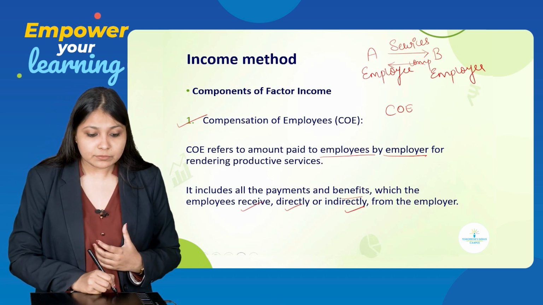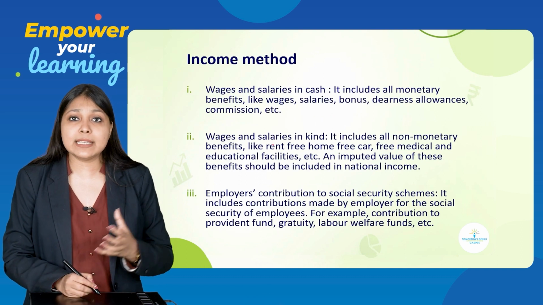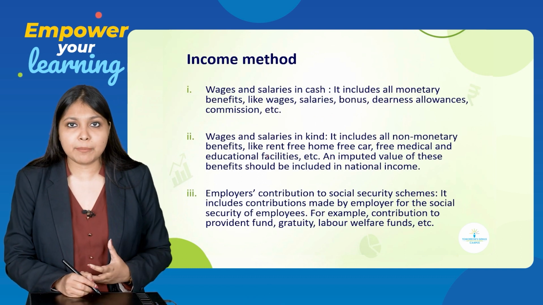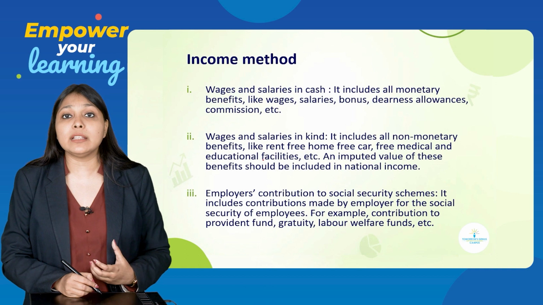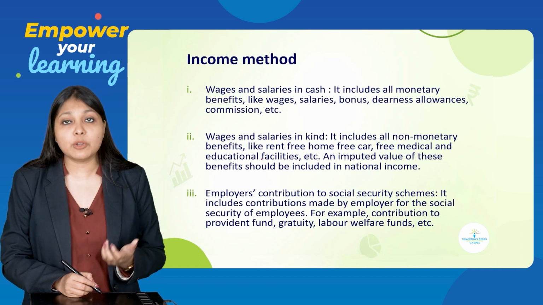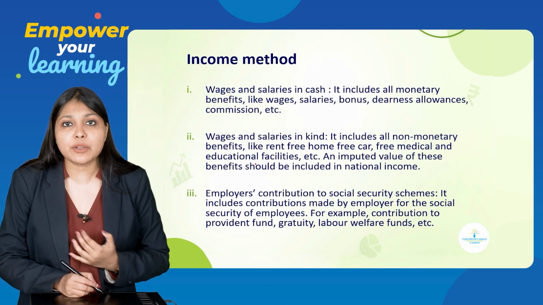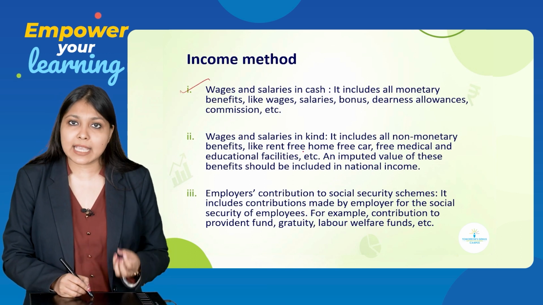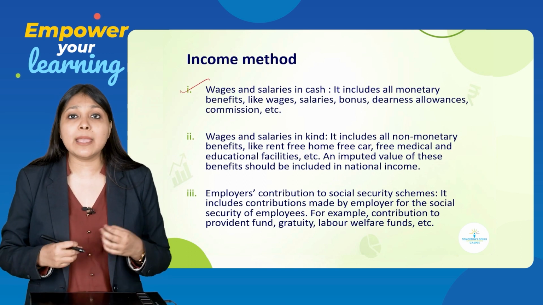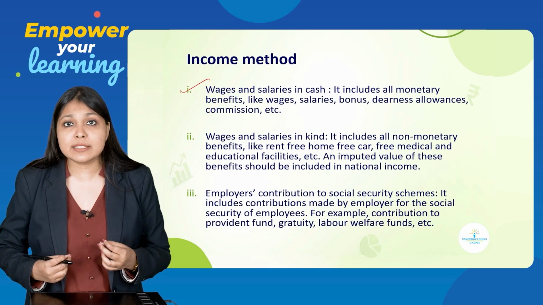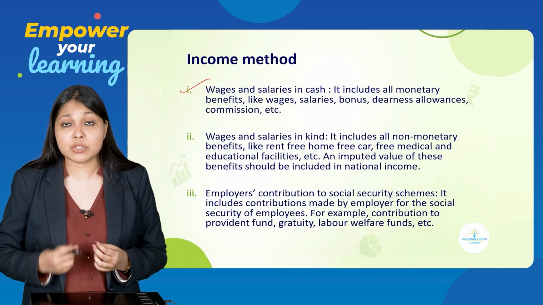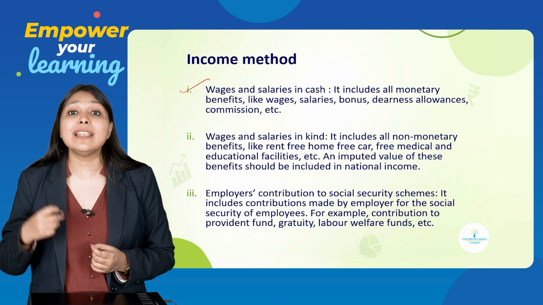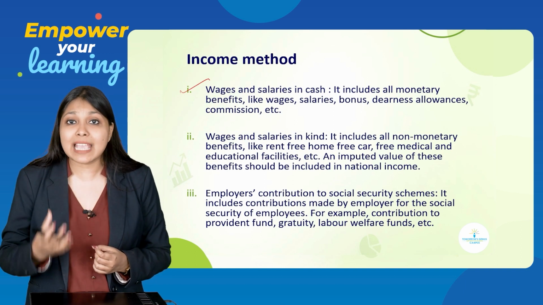Now let us see the elements of compensation of employees. A component of the income method was compensation of employees. Now there are a few elements of it. The first element is wages and salaries in cash. When the employer gives some benefits in monetary terms, it is called wages and salaries in cash.